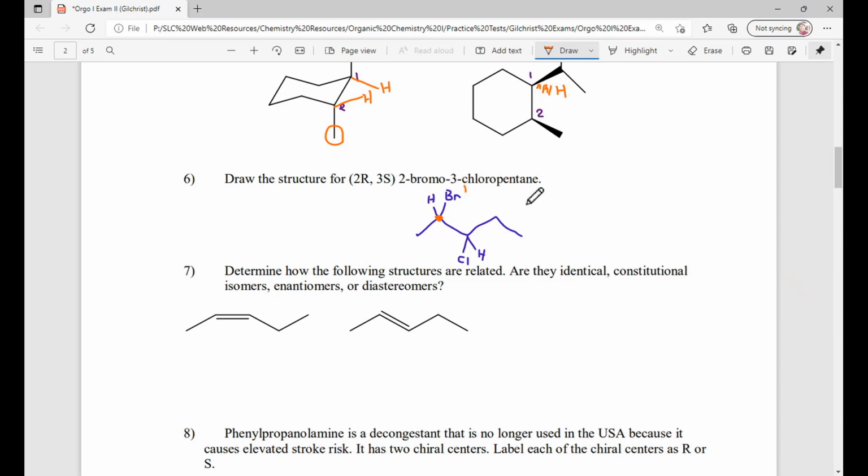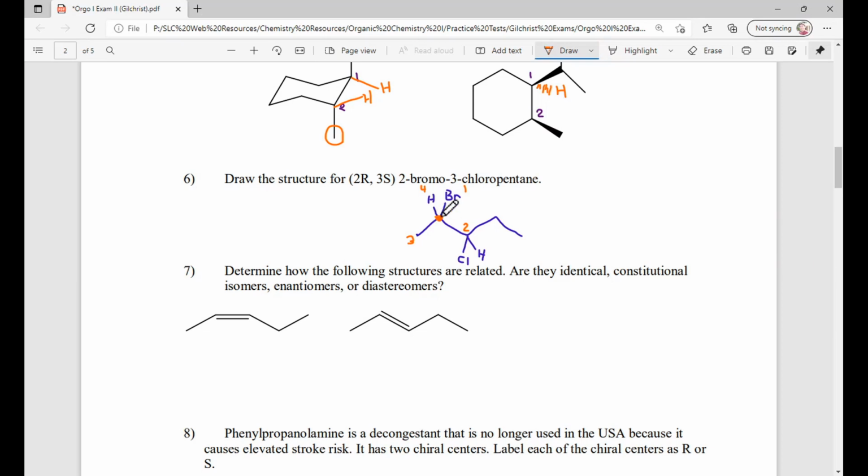What's the next highest priority group? This methyl group. No, the big part attached, yeah, this one down here. This is carbon number 2. And then the methyl group is carbon number 3, and then hydrogen's 4. Okay.